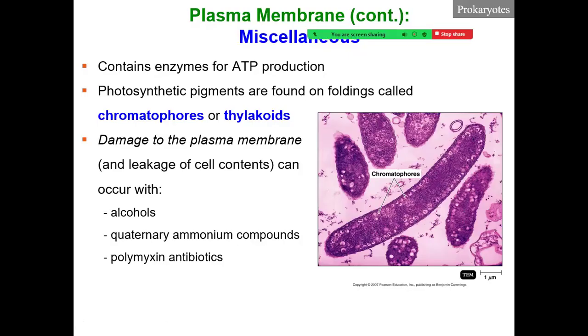For what it is in bacteria, that's not chlorophyll. I'm not sure. Depends on the color for one thing. These foldings on the cell membrane, which is part of the cell membrane, remember that, are actually called chromatophores or thylakoids.